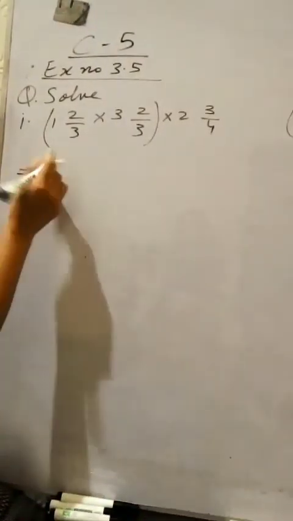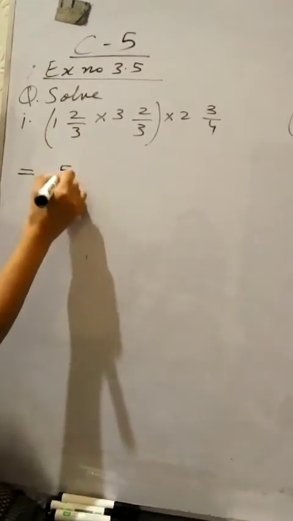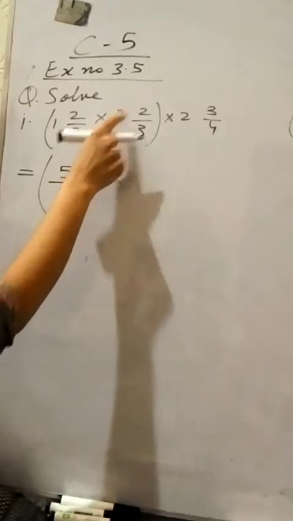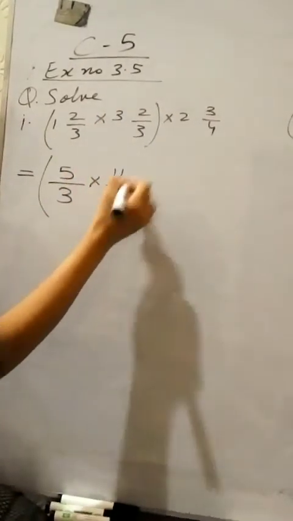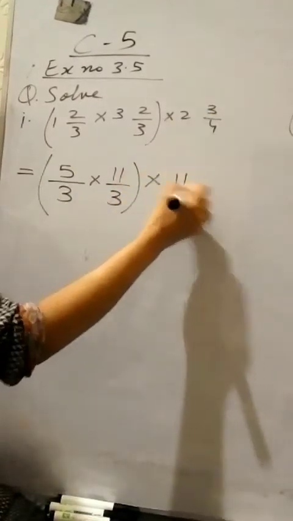First of all, convert it. 3 one time 3, plus 2 is 5, and the denominator will be the same. Multiply 3 times 3, 9, 10, 11 over 3. Multiply 4 2 times 8, 9, 10 and 11 over 4.